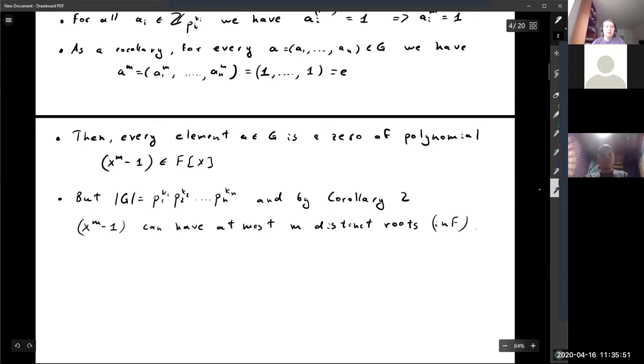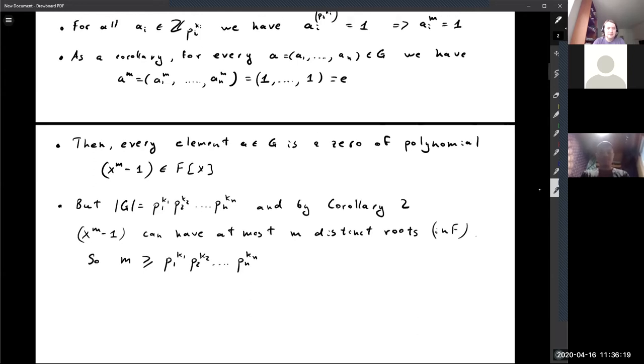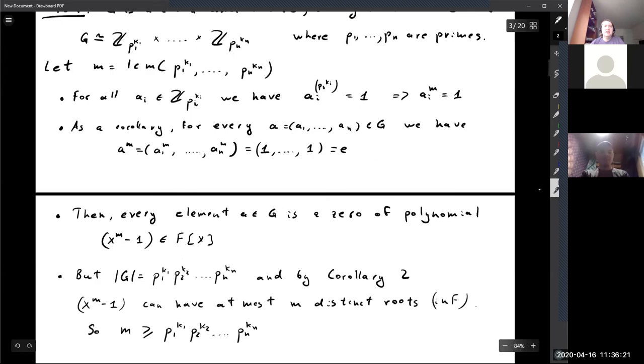So from here we conclude that the degree of this polynomial should be greater or equal than the number of roots we have, Pn to the Kn. And at the same time, what's the m? It's the LCM of the orders. So let's call this equation star.